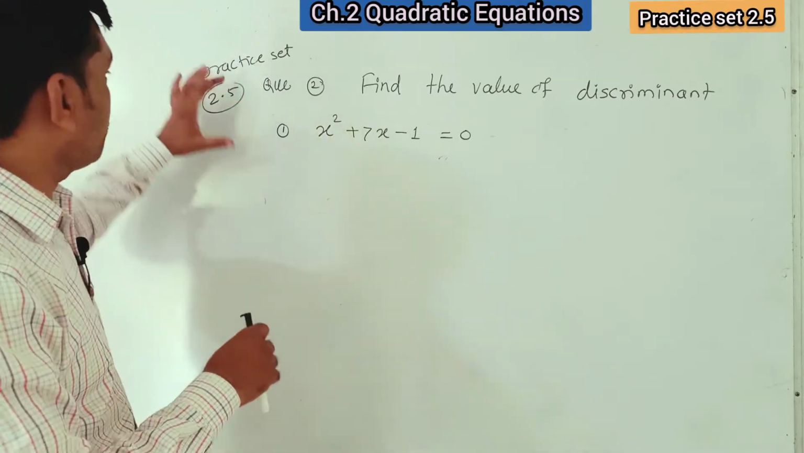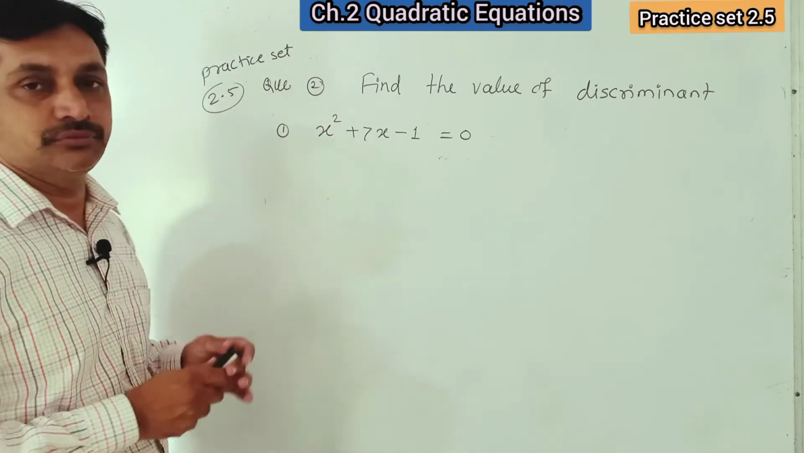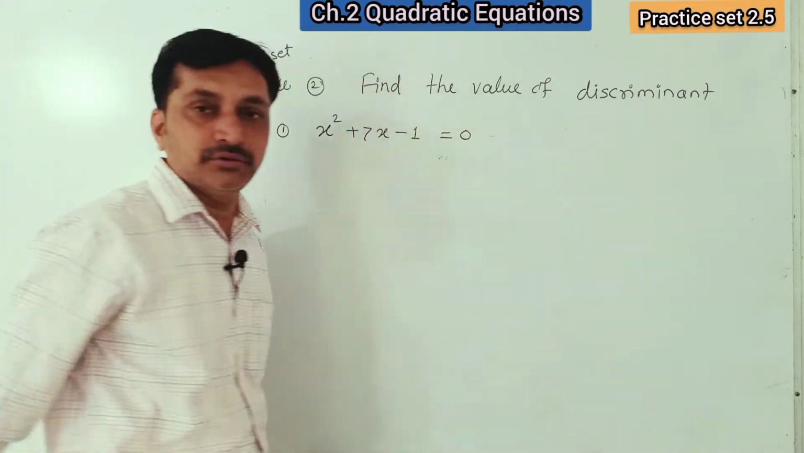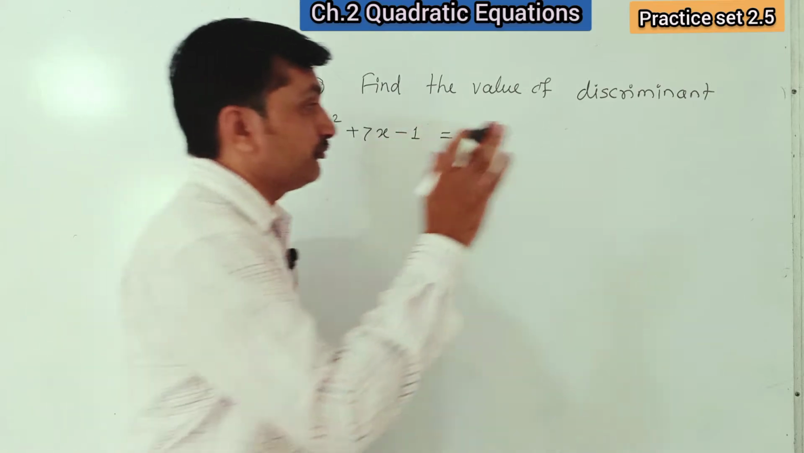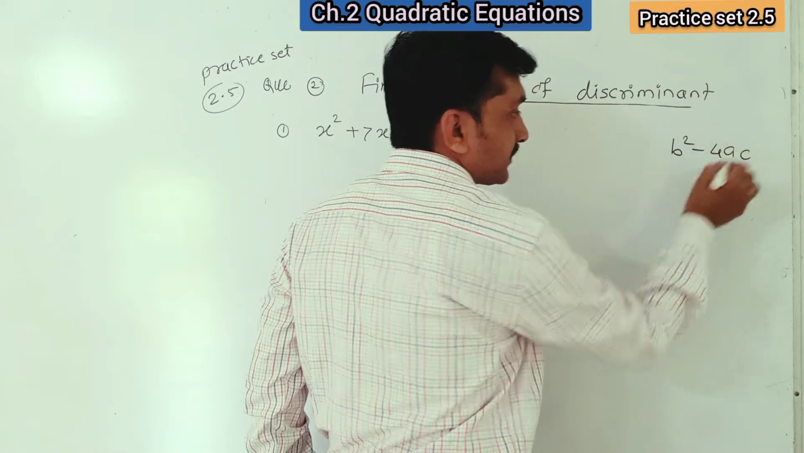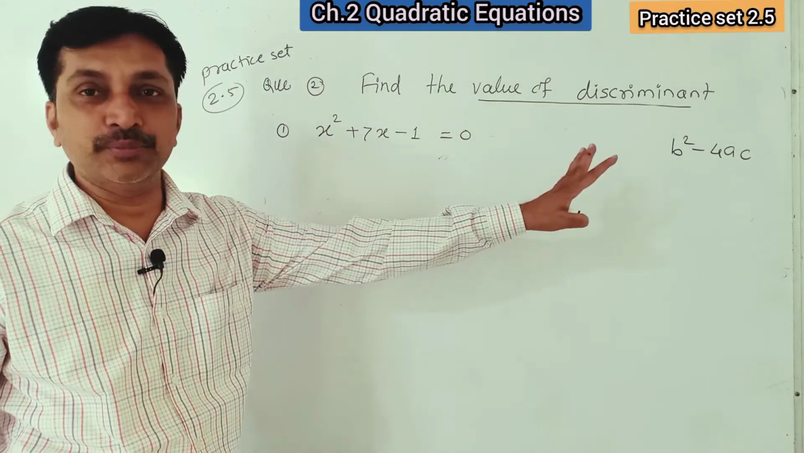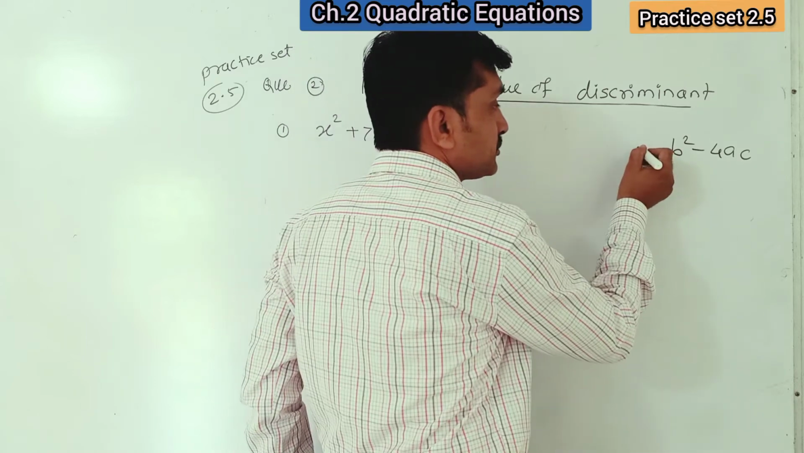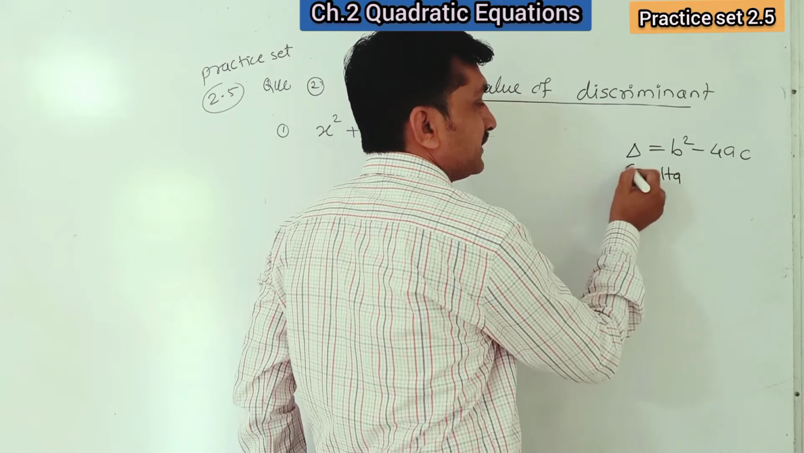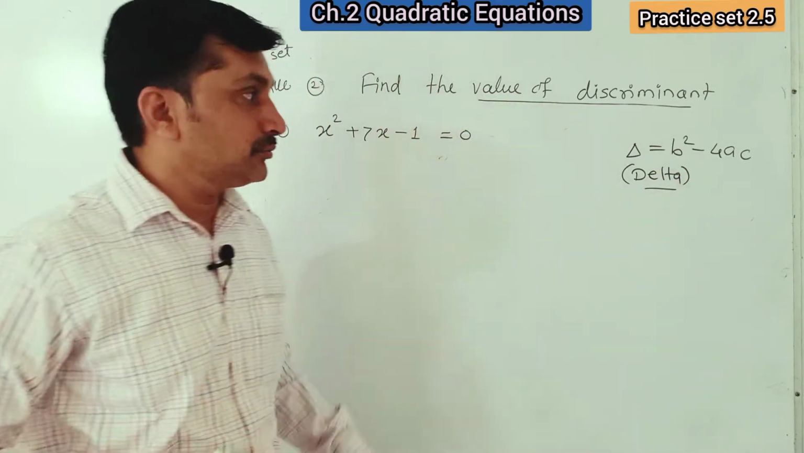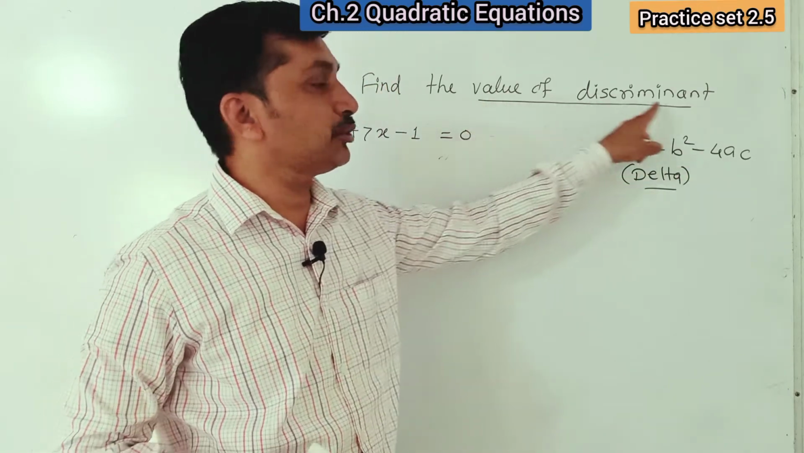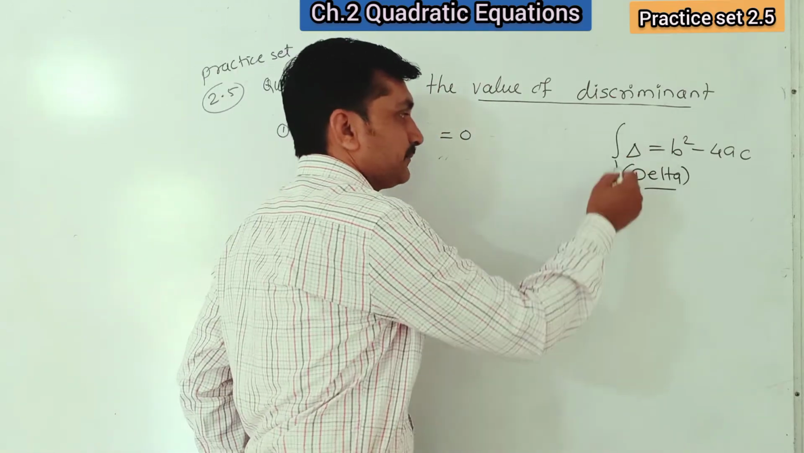Dear friends, now from practice set 2.5, question number 2 is based on this point. Here the question is to find the value of discriminant. Now what is discriminant? The value of discriminant means b square minus 4ac. This value is called the value of discriminant, and it is denoted by the delta sign. It is the Greek letter delta. Delta is equal to b square minus 4ac, and this b square minus 4ac is called the value of discriminant. Okay, that is not different.